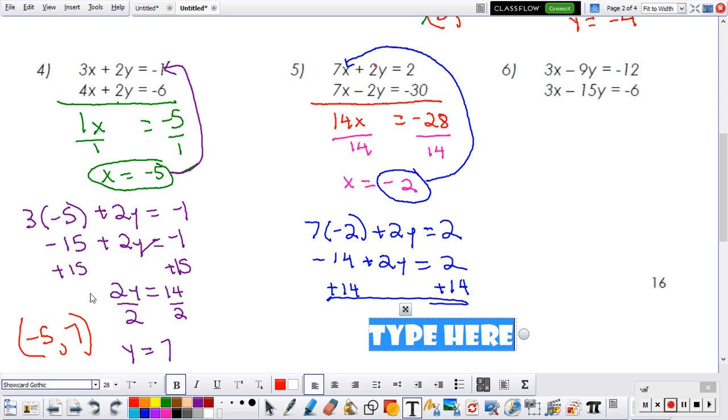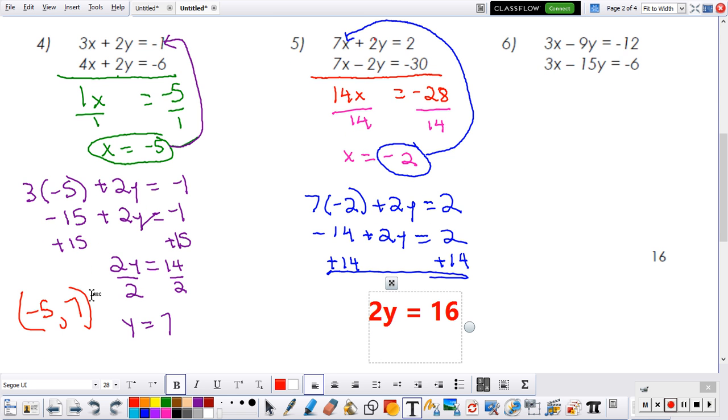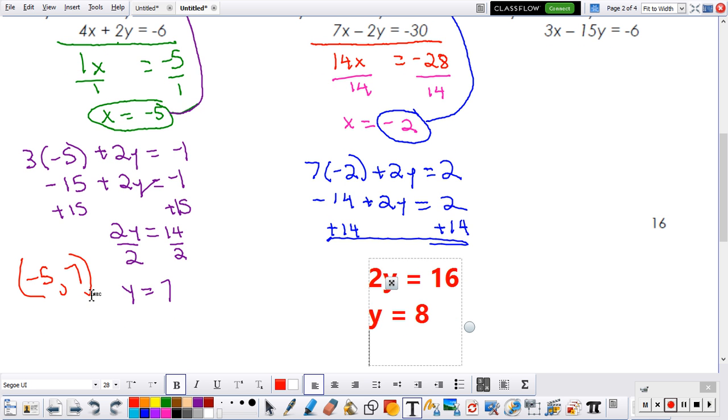There we go. We get 2y equals 16. And if we divide both sides by 2, we would get y equals 8. And that gives us the ordered pair -2, 8.